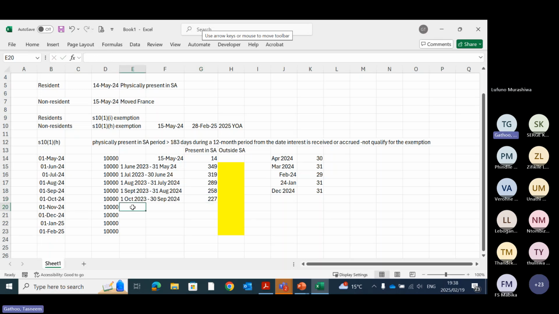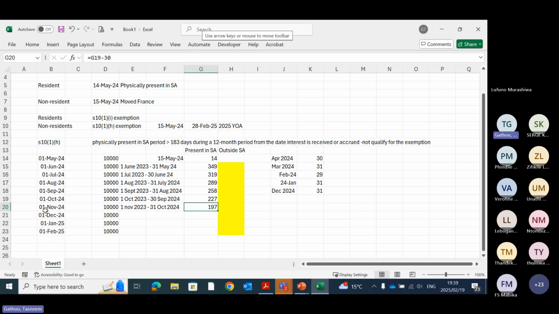Then from 1 November, you're going to look through 1 November 2023 to 31 October 2024, and then you're going to get that minus 30 days. At that point, somewhere along the line, I might have made a mistake. She was present here for 197 days. Okay, somewhere I made a mistake. It should be 196 days.